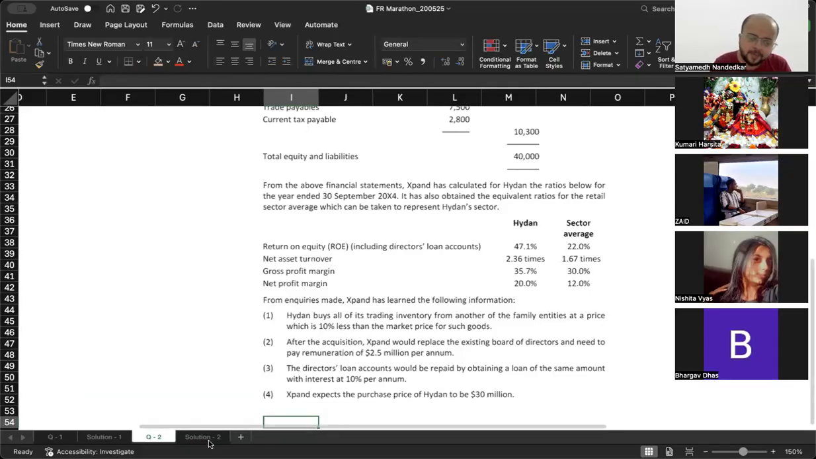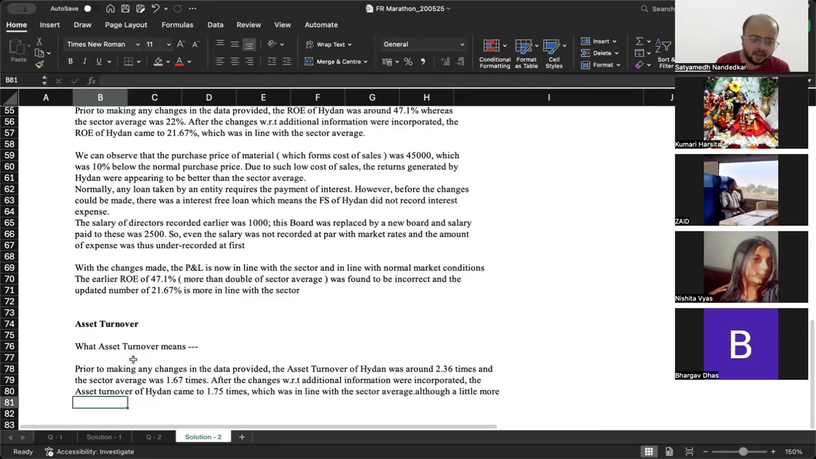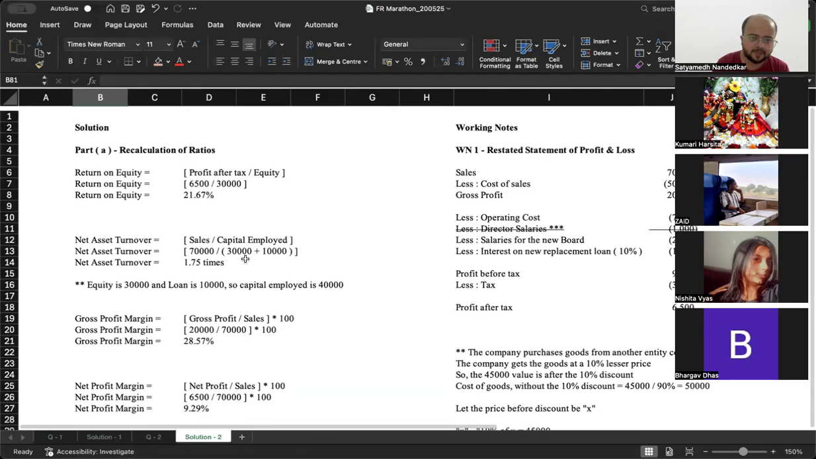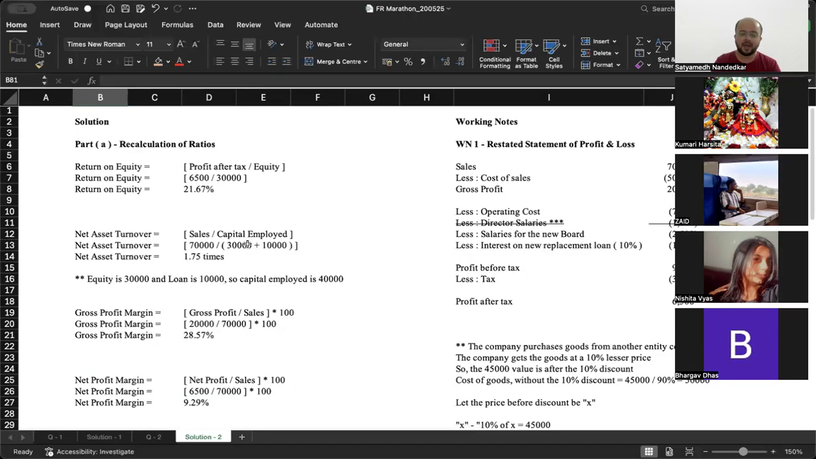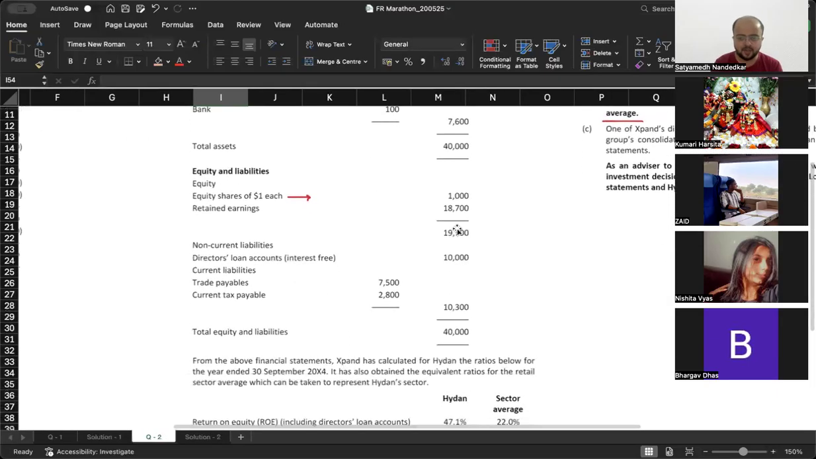ठीक है, अब what kind of comment do you want to make on this? What has changed? See, asset turnover is sales upon capital employed. Your sales figure has not undergone a change, है ना? Sales figure is still 70,000 only, but your capital employed earlier was a higher number, 29,700. Now it is different. So how would you analyze this? What comment will you pass on this? Tell me.